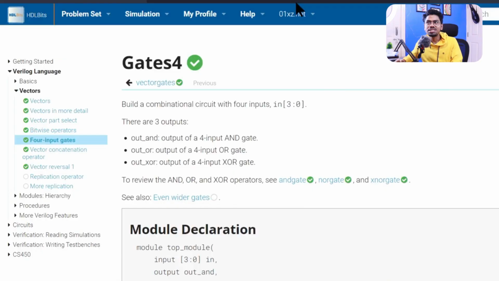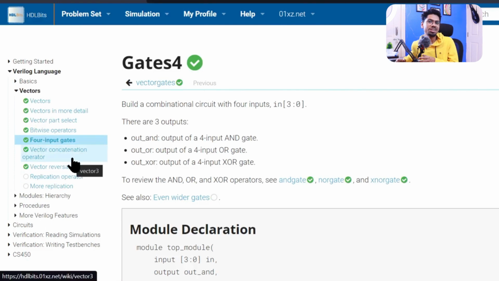So today we are going to start. It's day 6, and we will finish vectors, and then the most interesting thing will start: those are modules and procedures. So I'm very excited. I hope you are too.